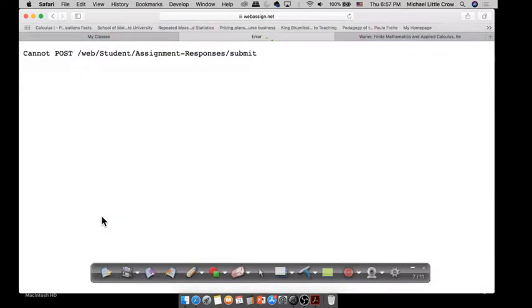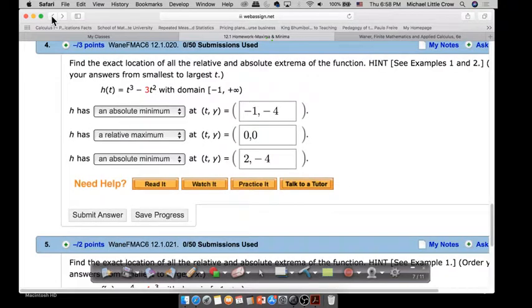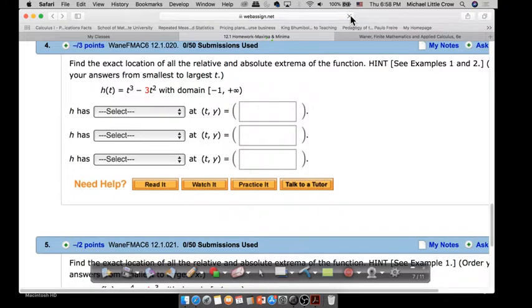Submit the answer. Oh, probably logged me out. We may never know the answer to this question. No, you'll know the answer because you'll do the homework. Let's see. If I go back into WebAssign, there we go. But now I've got to enter it. Still got the same problem.